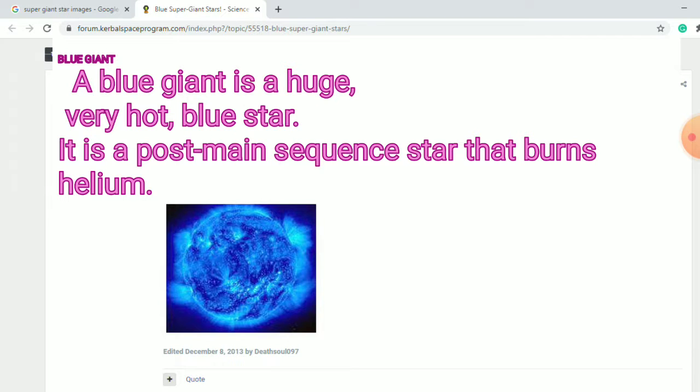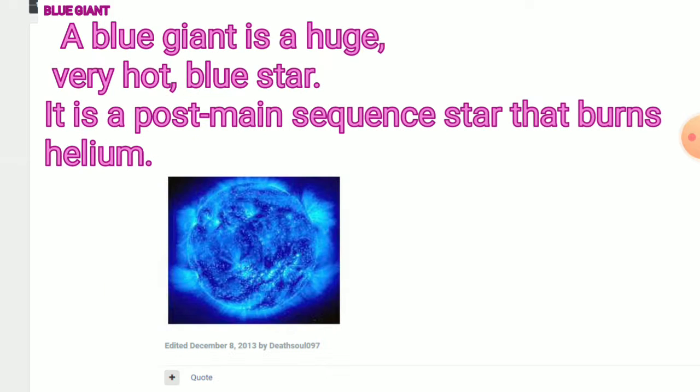Next, a blue giant. A blue giant is a huge, very hot blue star. It is a post main sequence star that burns helium. So after the main sequence stage, a star reaches the giant stage, which is known as a blue giant. So the picture is placed on the screen. This is a blue giant phase of the star.